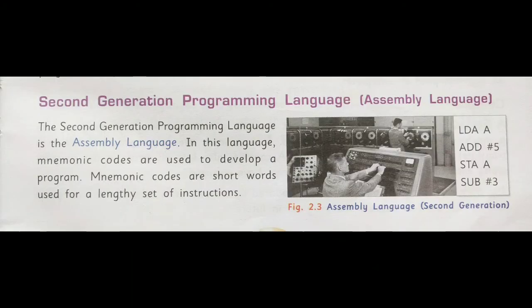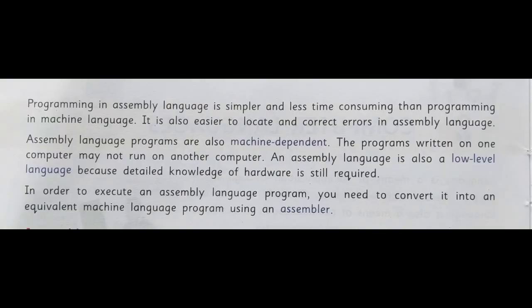The second generation programming language is the assembly language. In this language, mnemonic codes are used to develop programs. Mnemonic codes are short words used for a lengthy set of instructions. Programming in assembly language is simpler and less time consuming than programming in machine language. It is also easier to locate and correct errors in assembly language. Assembly language programs are also machine dependent. The programs written on one computer may not run on another computer.